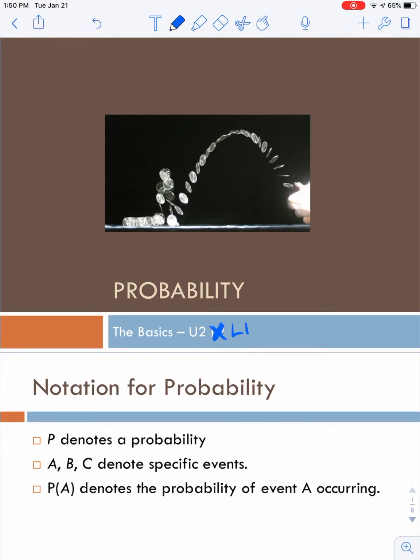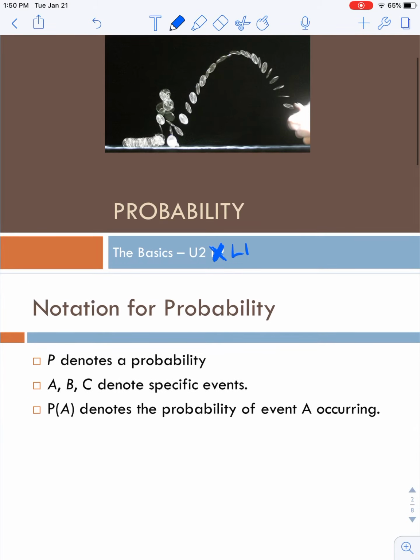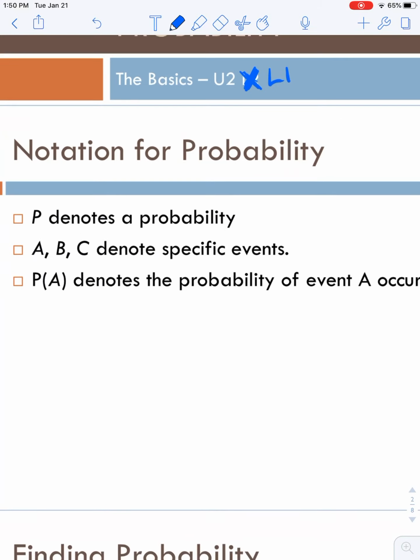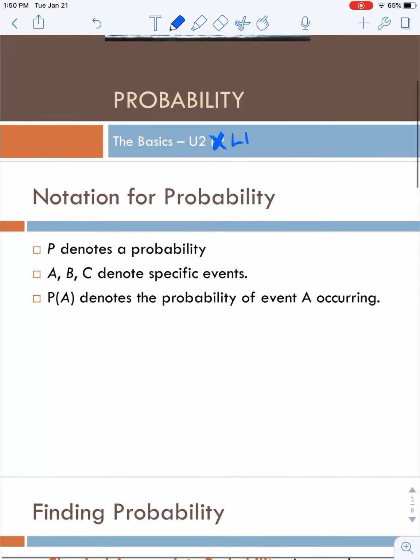All right, this is the first lesson of Unit 2, and it focuses on basic probability. The notation that we're going to use for probability is really important because probability is something that we're going to be doing all year long.